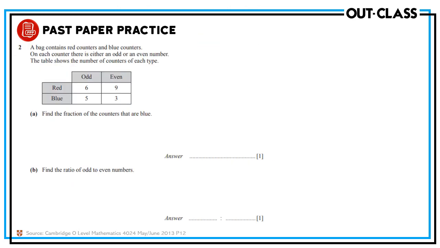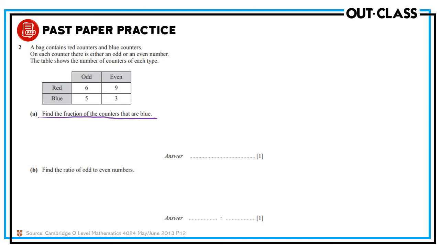Last question from the first set is one of fractions. A bag contains red counters and blue. Each counter is either odd or even. The table shows each type. So red and odd are 6, red and even, and so forth. Find the fraction of counters that are blue. Interesting. So the first thing before you do anything, if this is a big probability question, I would ask you to add up each individual row and column, but clearly you're going to need total number of counters.